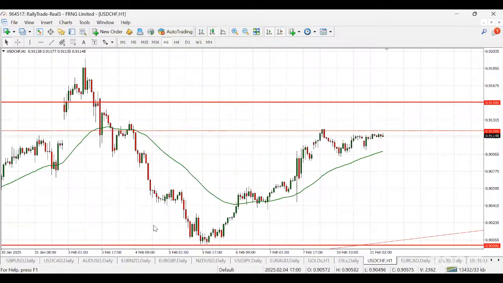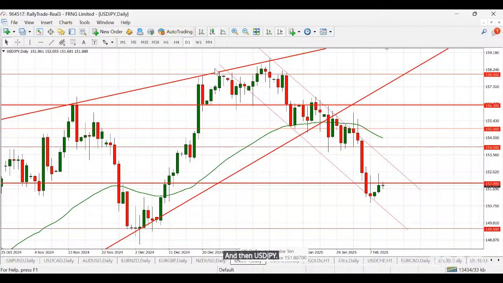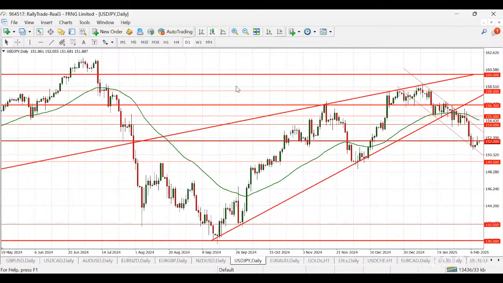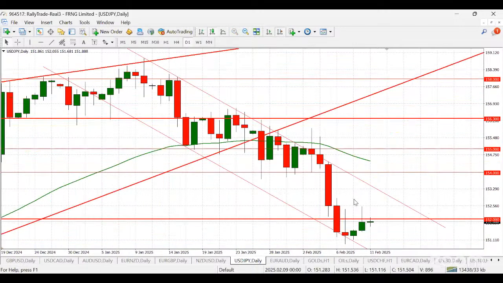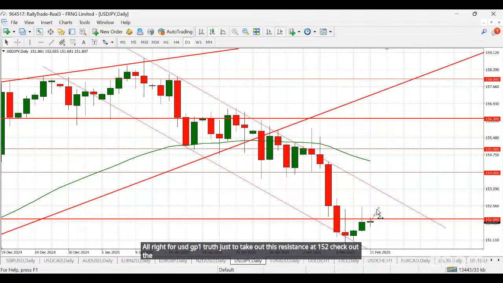And then USD JPY. All right, for USD JPY too, we need to take out this resistance at 152. Take out the resistance at 152. Below that resistance, of course, it's bearish. Below that resistance at 152, it's bearish.